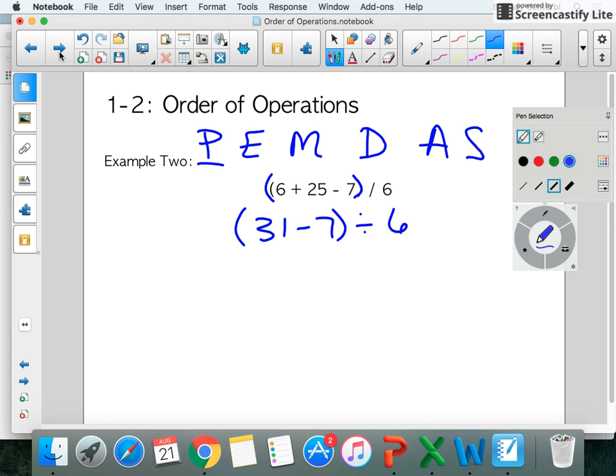So I still have the inside of parentheses to simplify, so I'm going to do 31 minus 7, and that's going to give me 24. And now that I did everything inside the parentheses, I can get rid of the parentheses, and we're still going to keep it divided by 6. And 24 divided by 6 gives us 4 as our final answer.